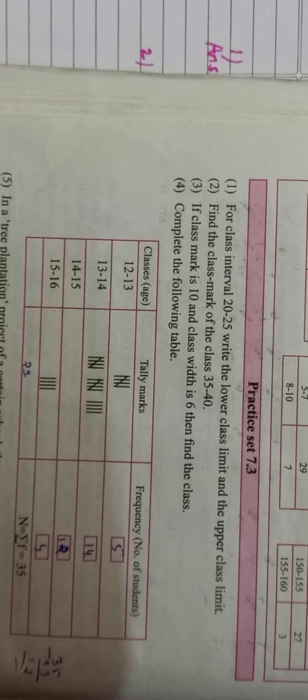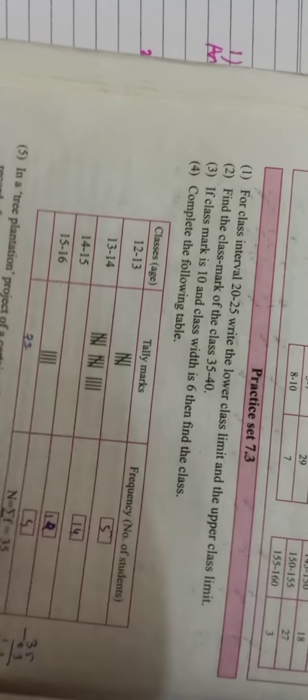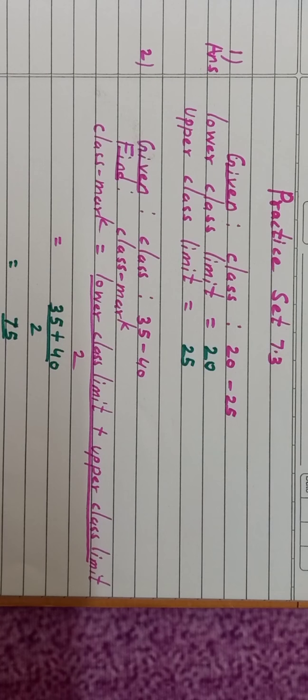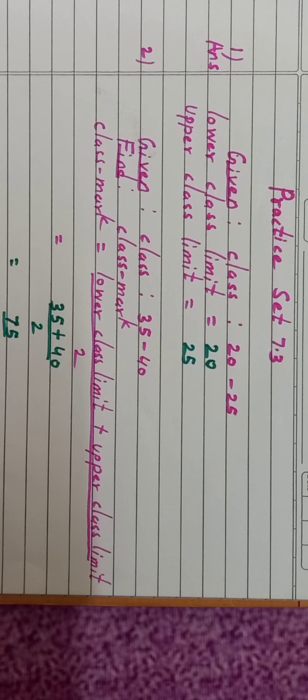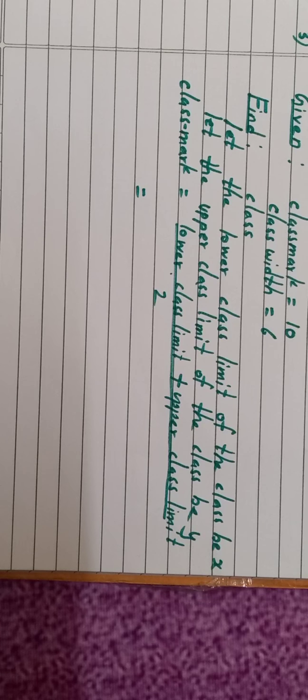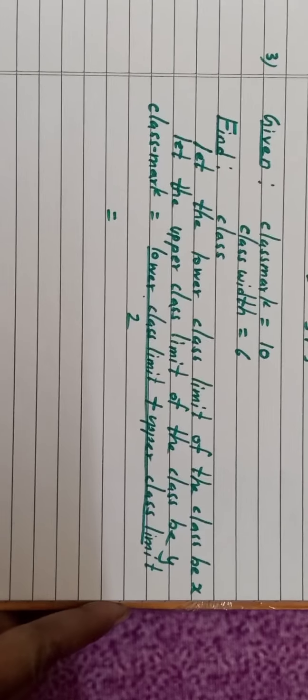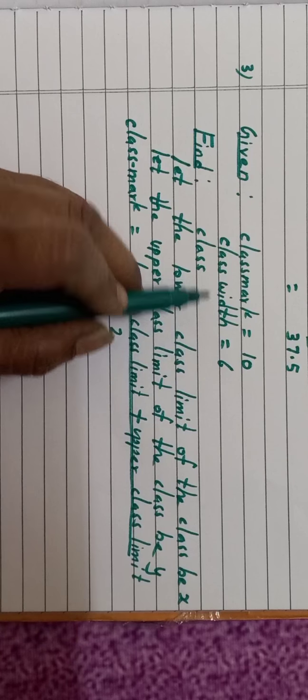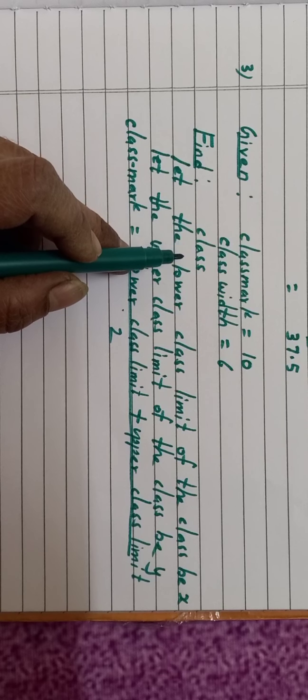This example we will do by using two variables. We have studied linear equations in two variables. So we will use variables and say, let the lower class limit be x, let the upper class limit be y, and that way we will solve the third question. So first thing is we will write what is given. For the third question I have written here: class mark is 10, class width is 6, and you have to find the class.